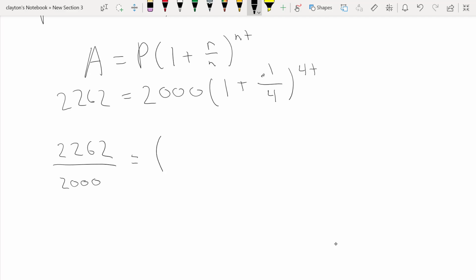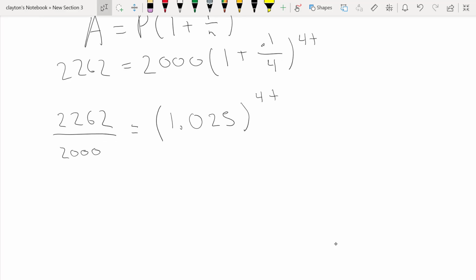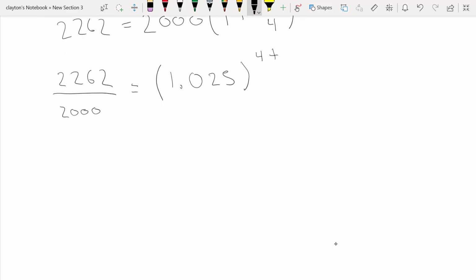Can we simplify this? This is going to end up being 1.025 to the 4t. And now if I need to solve for t, I need that t to come down in front. So the only way I can do that is by log properties. So I'm going to take the natural log, and you can take whatever log you want, but natural log is kind of the easiest here. And we're going to end up by log properties, right? That 4t comes down.